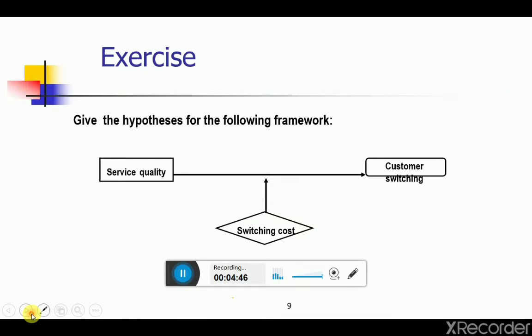Now the exercise says to develop hypotheses. One is the service quality variable, one is the customer switching variable, and one is the switching cost.